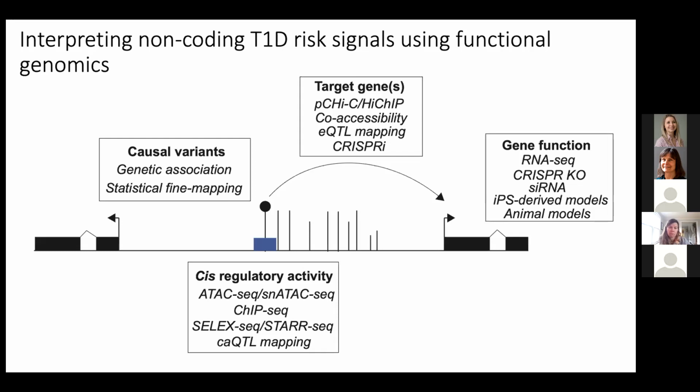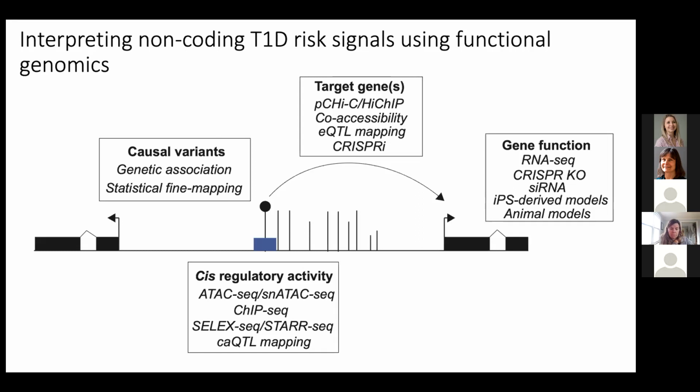I've laid out here general strategies that are used in the field to try to interpret non-coding risk variants for type 1 or other complex disease. A large part of it, as Suna talked about, is moving from association signals to causal variants, and increasing the resolution of fine mapping to pinpoint variants that are causal.